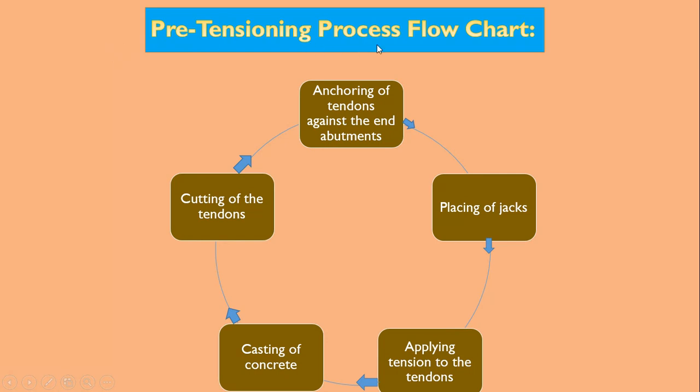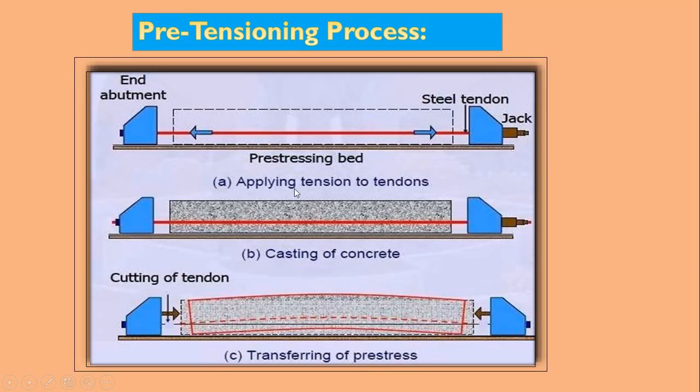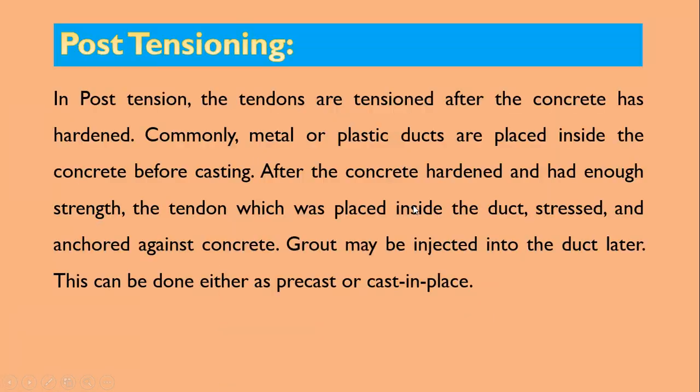Here you can see the flow chart of the pre-tensioning process. First, anchoring of the tendons against the end abutments, placing of the jacks, applying tension to the tendons, casting of concrete, and then cutting of the tendon. Same thing is shown with the help of a sketch here.